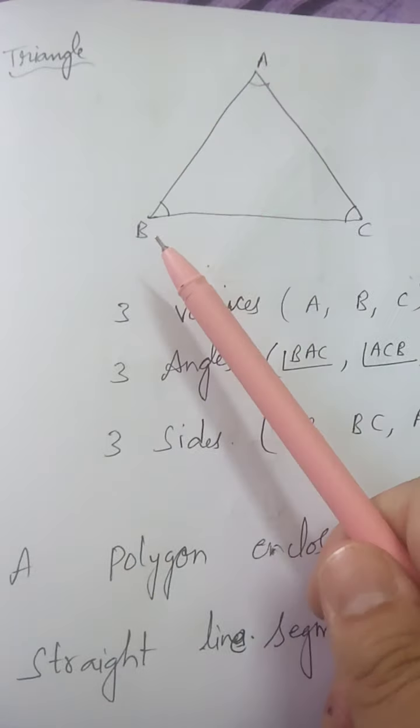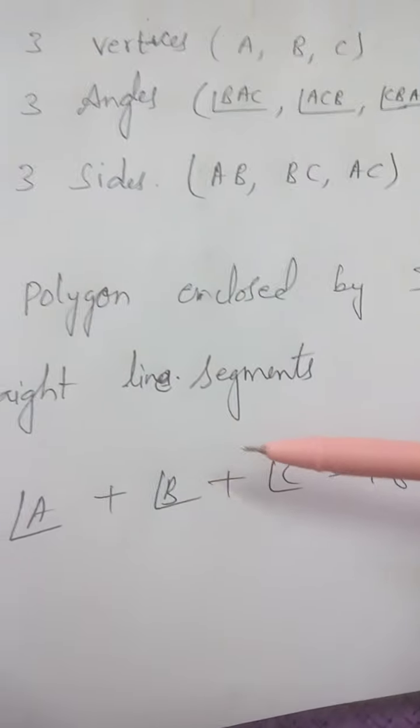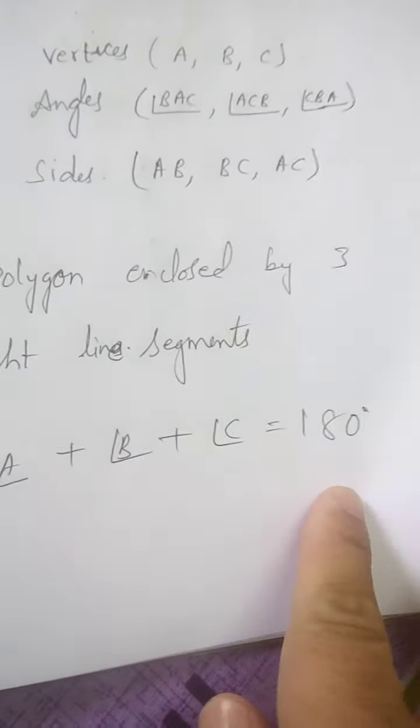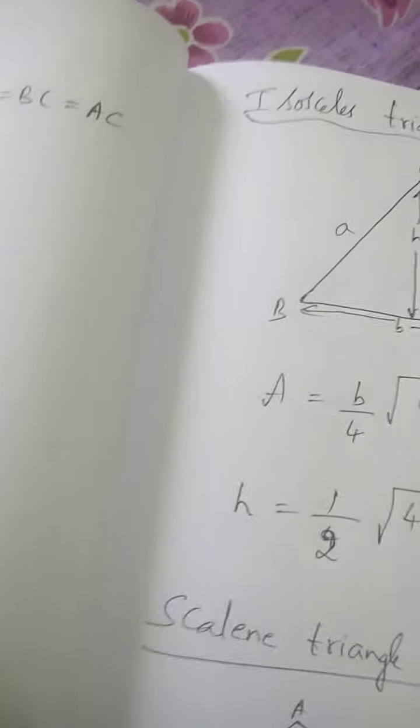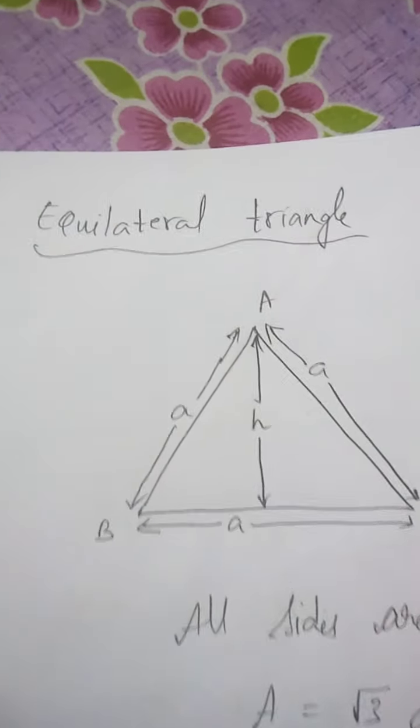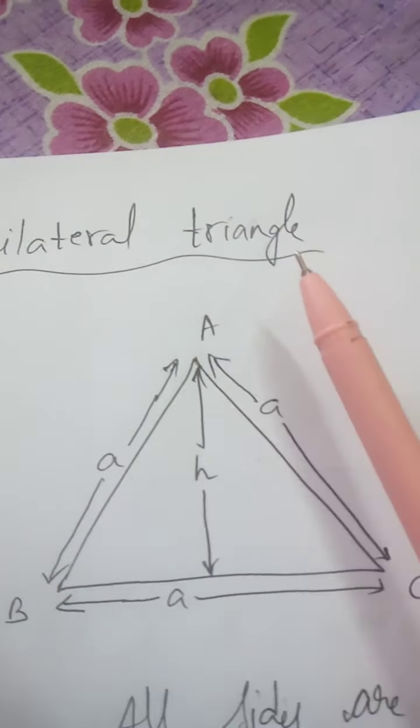Sum of the angles of a triangle is 180 degrees. Angle A plus angle B plus angle C is 180 degrees. We will have different types of triangles. We will discuss them. Equilateral triangle.